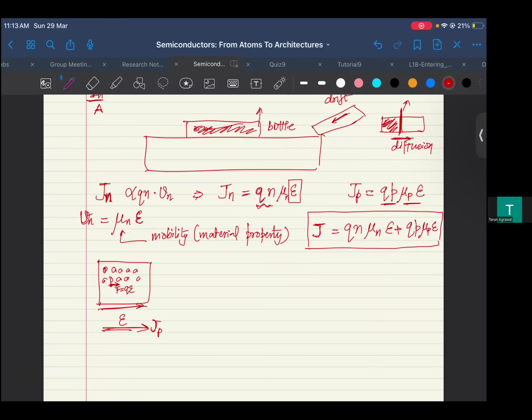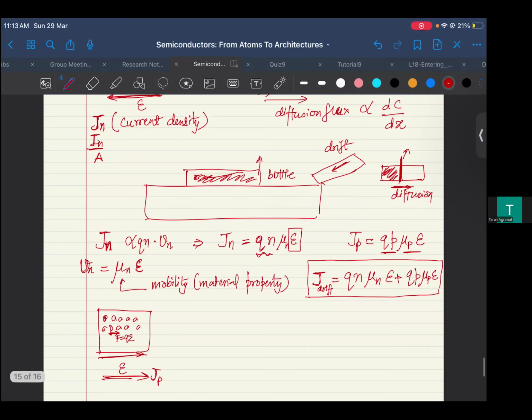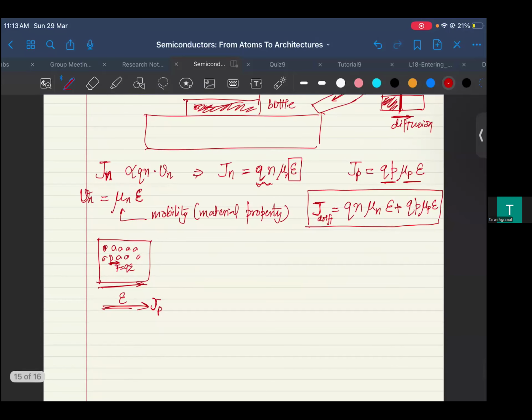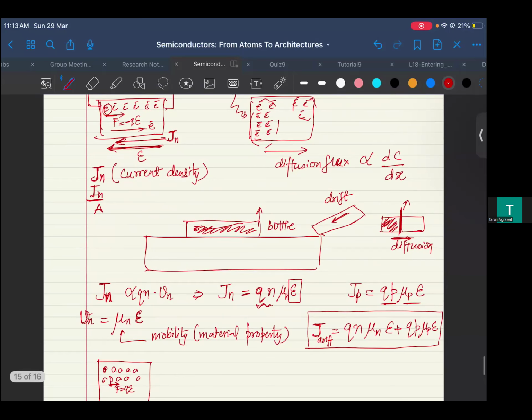So this is what we call the drift current, right? Now let's look at the other component which we saw, diffusion. What is happening due to diffusion? So let's look at this picture.